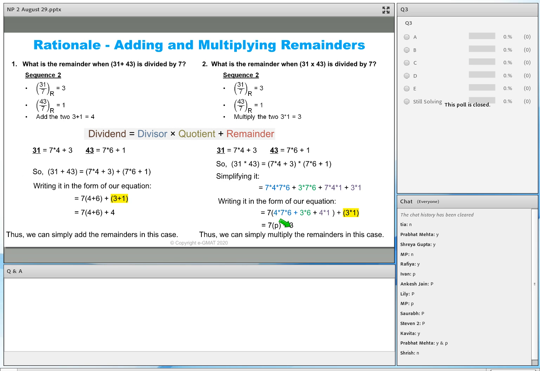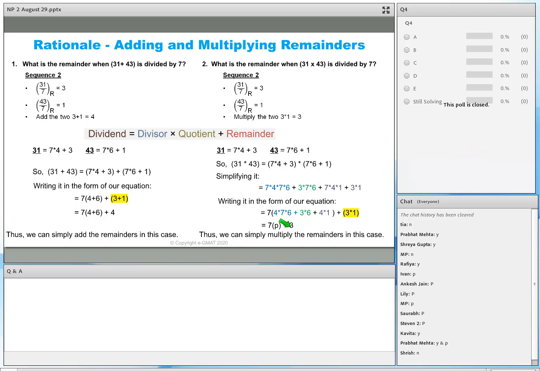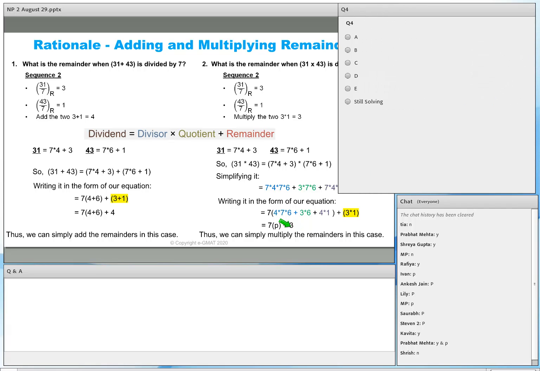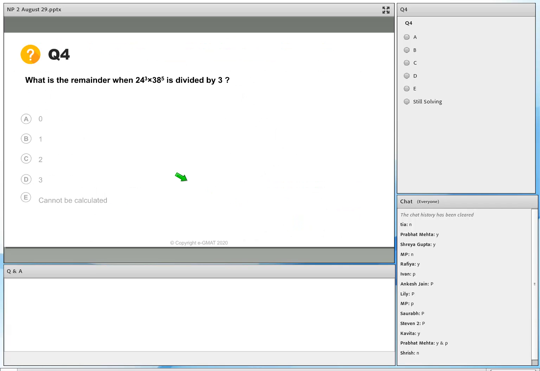This was years back. I'm going to bring in the next poll now, question number 4, where I want you to apply this that you just learned. Okay, so let's remove the third question. Here's question number 4. You know the drill. You have to mark still solving first. Okay, here's question number 4. Good luck.